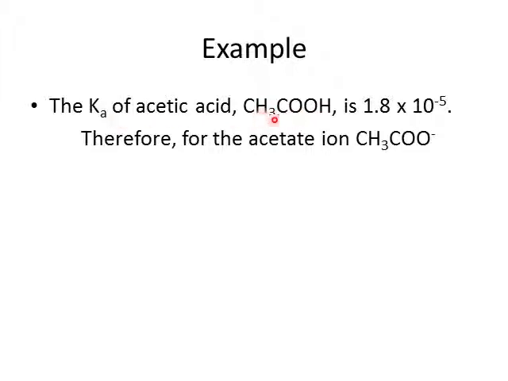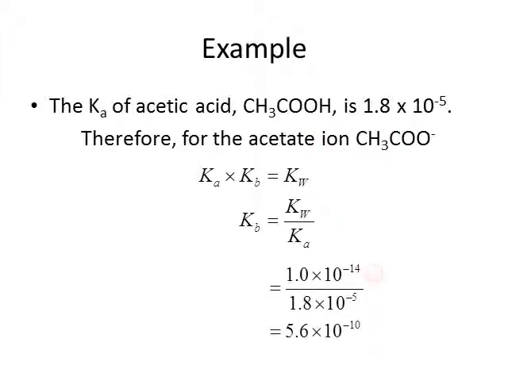acid, CH3COOH, and we want to find the Kb for the conjugate base of acetic acid, which is the acetate ion, CH3COO minus. In this case, the Ka of acetic acid and the Kb of acetate ion, because they're a conjugate acid-base pair, are related by the formula Ka times Kb is equal to Kw. So the Kb of an acetate ion is equal to Kw, the autoionization constant, which is 1.0 times 10 to the minus 14 at 25 degrees C, divided by Ka of the acetic acid.